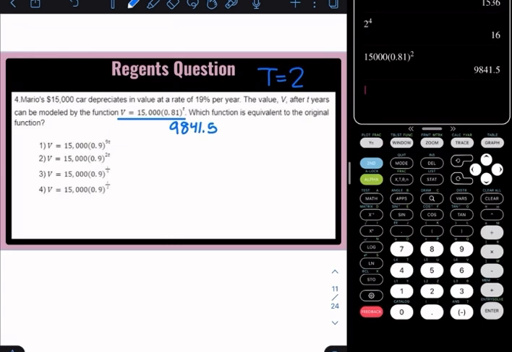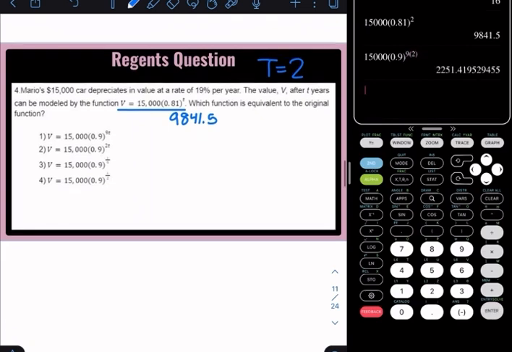So let's look at answer choice 1. Answer choice 1 is 15,000, 0.9 raised to the 9th power times t, which t is 2. That would equal 2,251. Not going to be my answer choice. All right, let's look at answer choice 2. 15,000, 0.9 raised to the 2nd power times t, t is 2. Oh, guess what? That equals 9,841, which is what we needed.